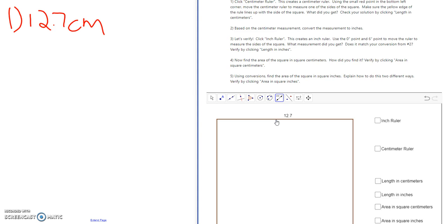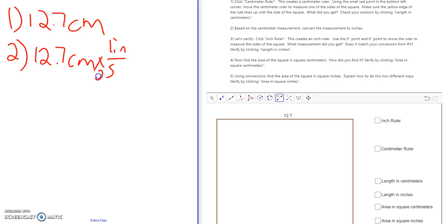Now the next question asks to use this measurement and come up with the conversion to inches. What I have to remember is that I got 12.7 centimeters. Inches to centimeters, I know that for every inch I get 2 and 5/400 centimeters. So my centimeters cancel, which means that to get my inches, I do 12.7 divided by 2 and 5/400, and that will give me 5 inches.